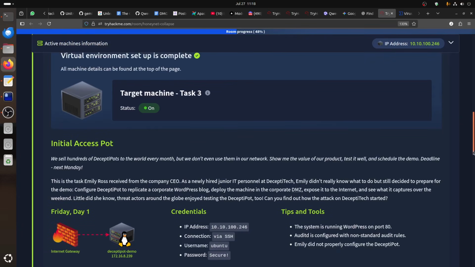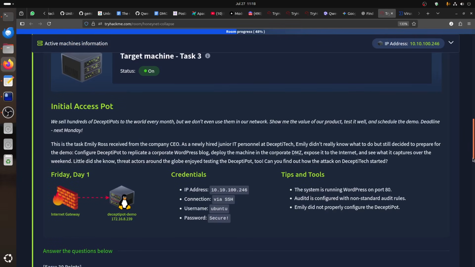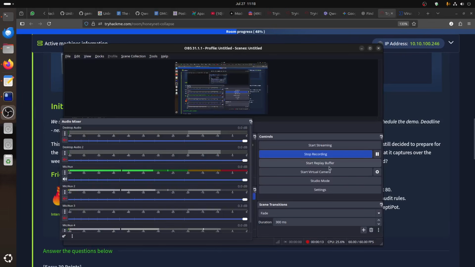Doing next task. What's this one? Task 3, the initial access Linux machine. They tell us, is recording working?